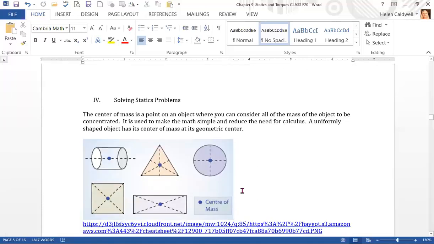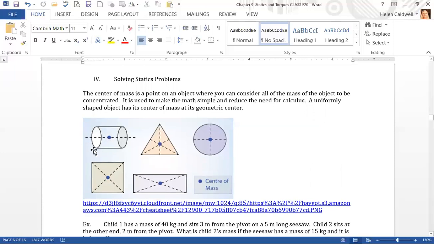Okay, let's look at some statics problems. So we've said that the center of mass is where you can consider all the mass to be located. It's at the geometric center. I talked before about donuts and volleyballs. So here are just some pictorial examples of a circle and a triangle and a couple of boxes, and what looks like a can shape.